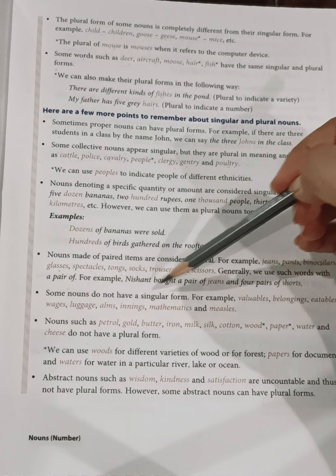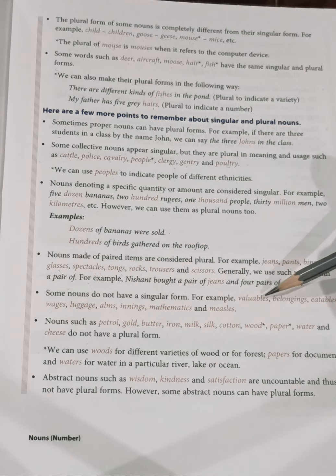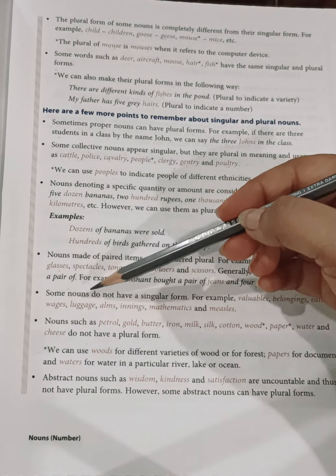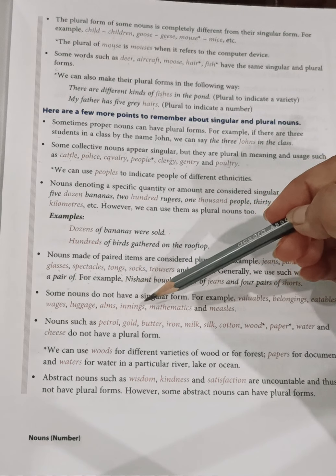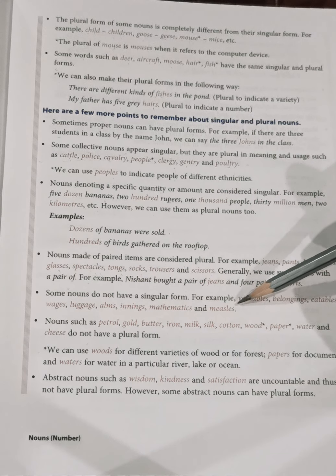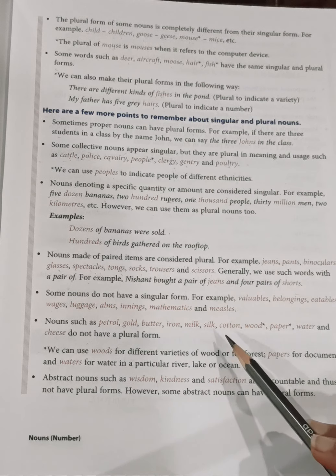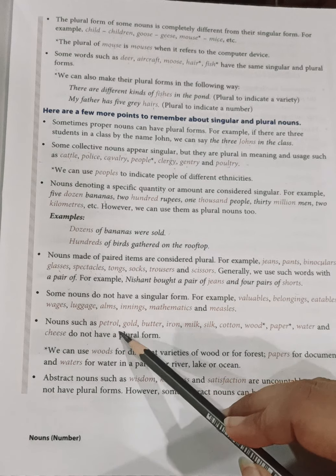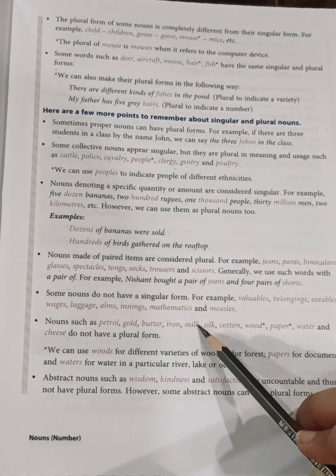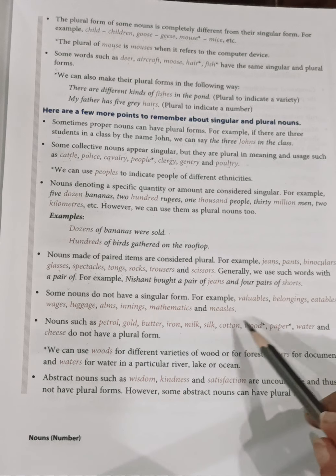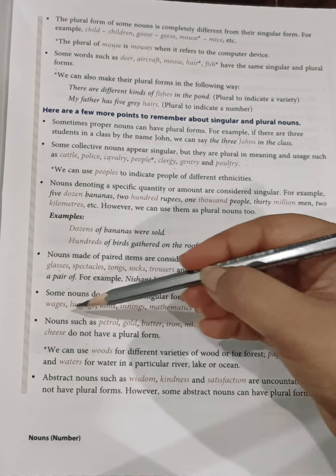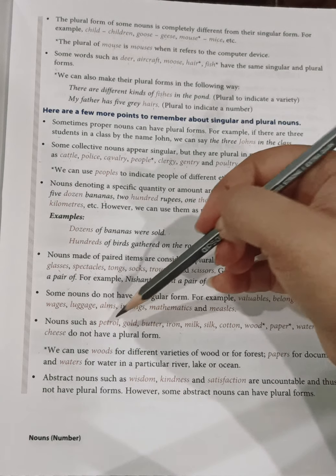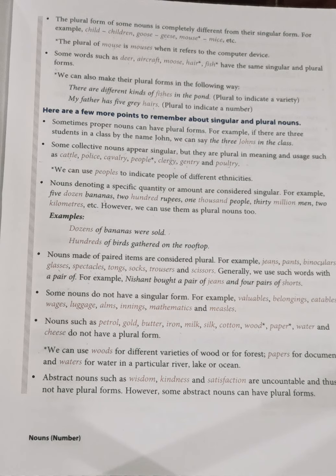Some nouns do not have a singular form. For example, valuables, belongings, eatables, wages, luggage, arms, innings, mathematics, measles. Now, all these words do not have any singular form. Nouns such as petrol, gold, butter, iron, milk, silk, cotton, wood, paper, water, and cheese do not have plural form. Now, these words do not have any plural form.